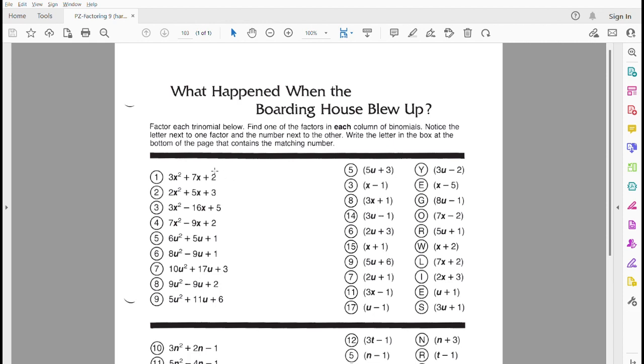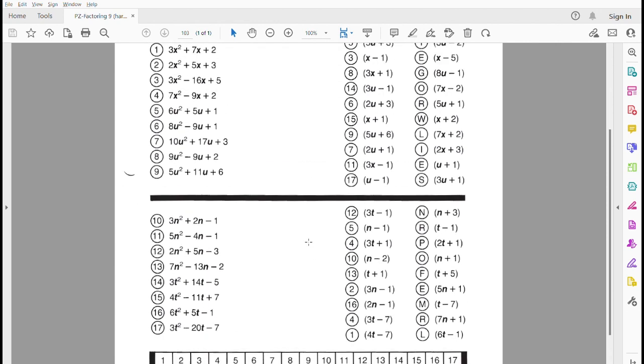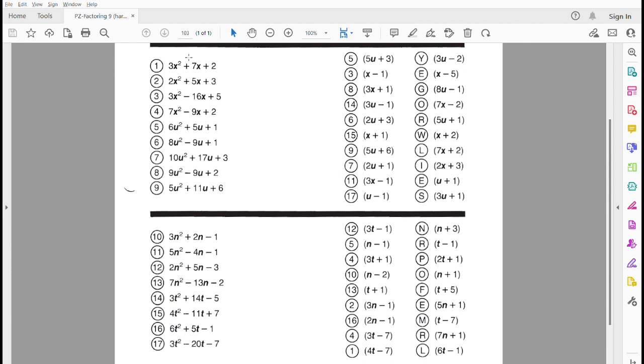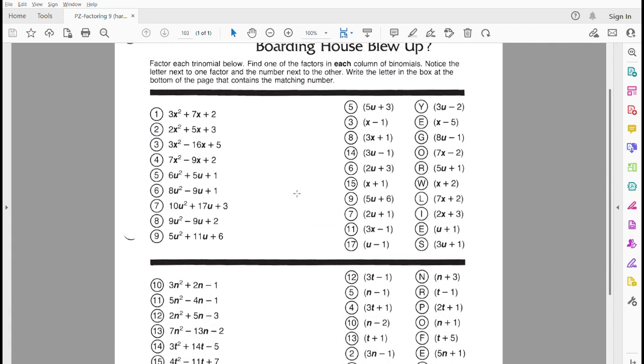So we have to basically factor these trinomials over here on the left, and we should have a matching pair of factors over here on the right. When we find those, the basic idea is whatever number and letter go together, put that letter next to that number down here in the box below. So for example, let's say we do problem 1 and we figure out that 14 and R go together. Then you would put an R in box 14. So let's give this a shot.